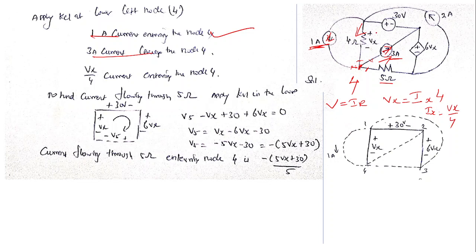So Vx by 4 is a current which is entering the node 4. Why is it entering? Because I need to assume the direction based on the polarity assumed. Here the polarity assumed is positive on the top and negative at the bottom. If it has to obey the passive sign convention, current has to enter positive and leave negative. If it is entering positive and leaving negative, it will enter into the node 4. So Vx by 4 is a current which is flowing through 4 ohms, which is entering the node 4.